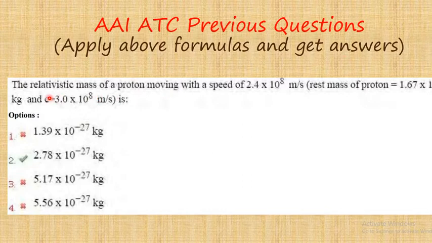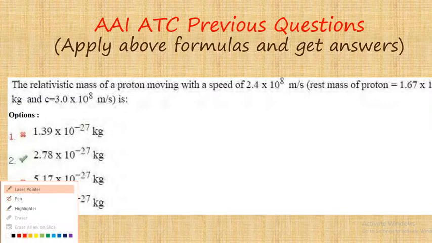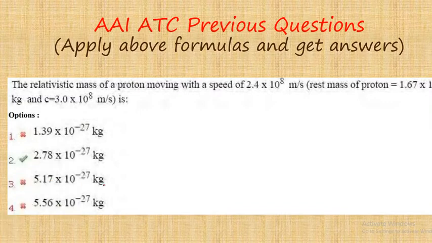The relativistic mass of a proton moving with the speed of 2.4 into 10 to the power 8 meter per second. Rest mass of proton is equal to 1.67 into 10 to the power minus 27 kg, and C equal to 3.0 into 10 to the power 8 meter per second. So you need to find the M, right? Just now we have seen, let me use the pen here so that I can explain. So what do we know of this formula?